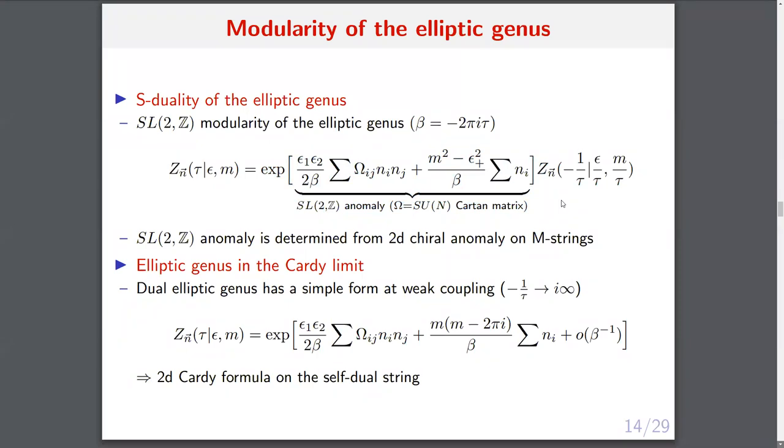And is this SL2Z anomaly part related to the anomaly polynomial discussion which you did, or not? It's related to the 2D chiral anomaly, so it's something else. Not the 6D anomaly, the 2D anomaly, yeah.